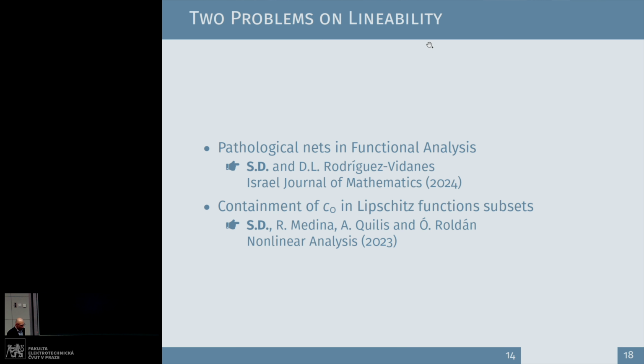That's some kind of problem where you have some set, and I'm interested in putting a whole infinite-dimensional space inside of this set. In other words, how can I decide if a set of objects is too big or not? Okay, so this is the kind of problem that we're tackling in these two papers. Actually, I think it's worth mentioning that Rubén Medina and Andrés Quilis, at the time of this paper, were also members of the faculty because they were students of Petr Hájek at that time.